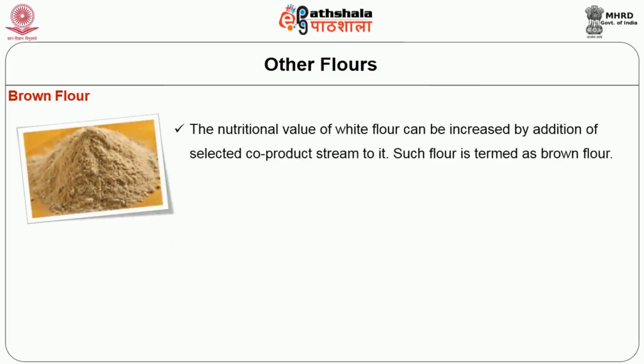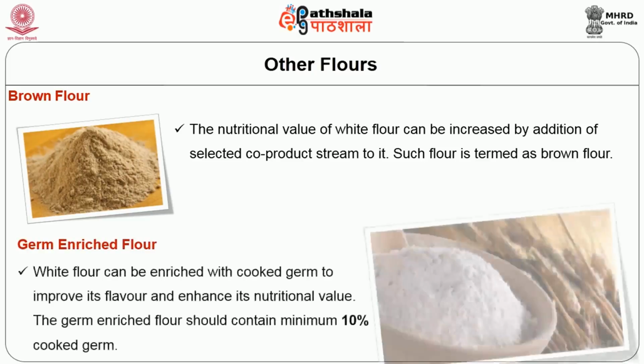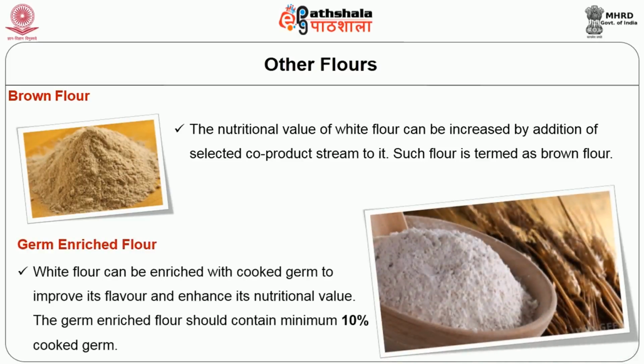Brown flour. The nutritional value of white flour can be increased by addition of selected co-product stream to it. Such flour is termed as brown flour. Germ enriched flour. White flour can be enriched with cooked germ to improve its flavor and enhance its nutritional value. The germ enriched flour should contain minimum 10% cooked germ.